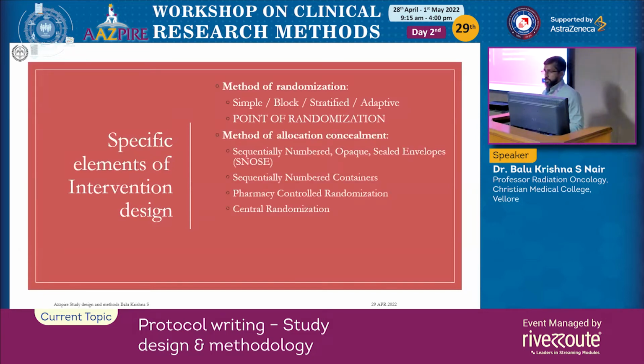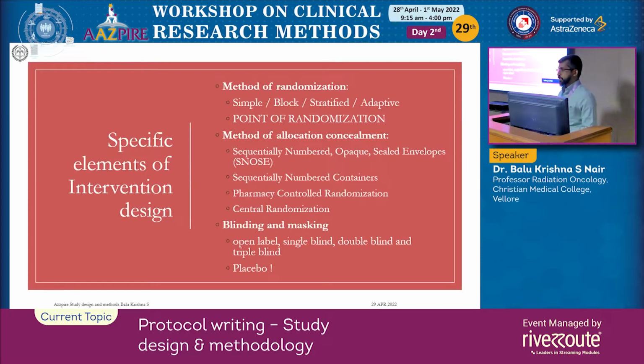Then allocation concealment. If you have an intervention and comparator agent, and it's a blinded trial, you should also have thought of how you make sure that you do not preferentially allocate one patient to a particular arm. That has to be avoided. So in a proper trial, you should have allocation concealment, especially in a blinded trial. There are various methods to do it. You can look at it and read about it.